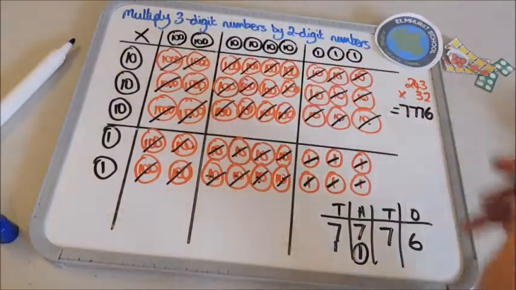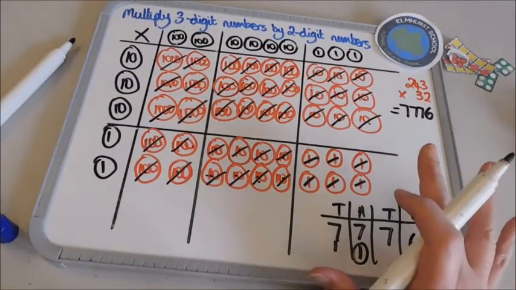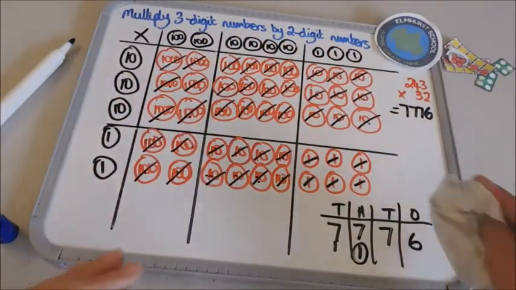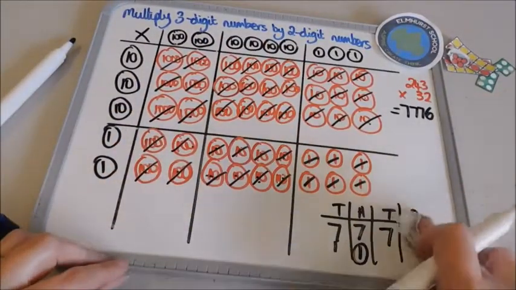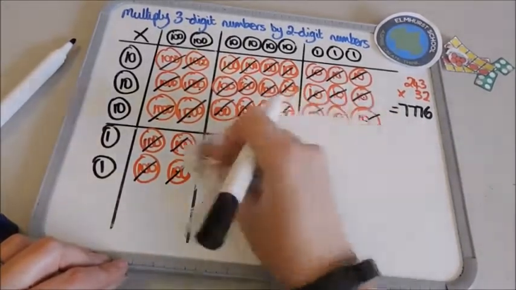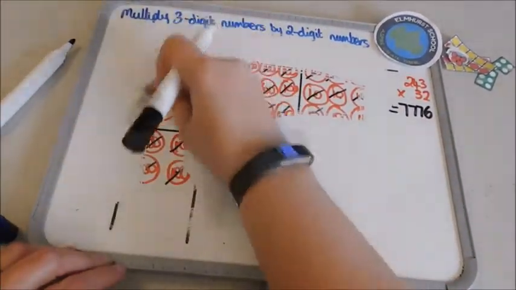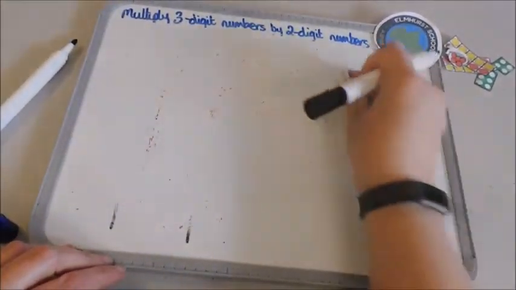Now, that does take quite a long time to do, but again, it is about the children understanding how we are multiplying each section. So it is important that the children can do that. When they are confident with that, then they can move from using all of the counters to focusing on just a number grid.